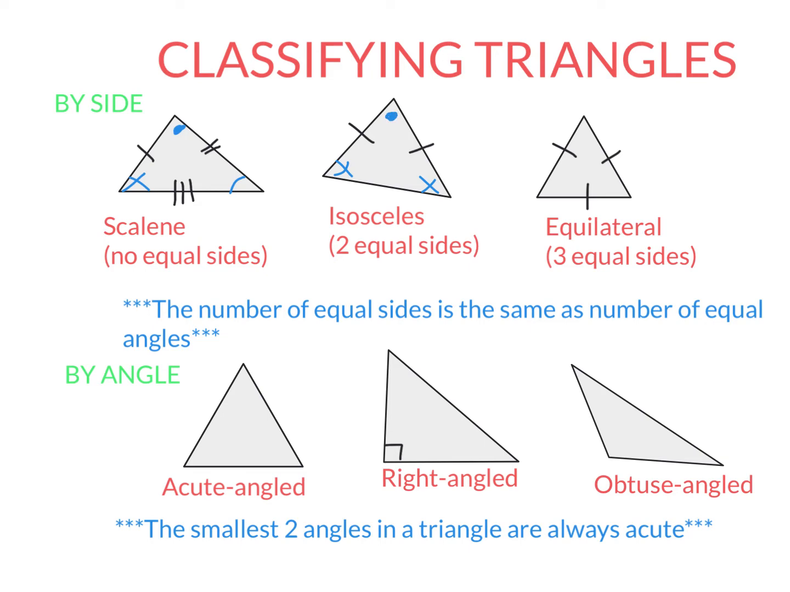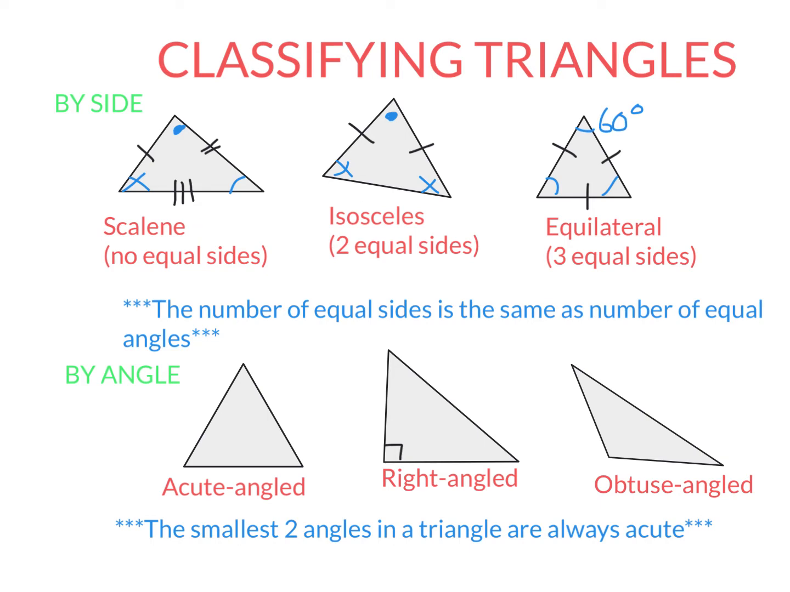So equilateral triangles have three equal sides, so all of their angles are equal. Now, because the angle sum of any triangle is 180, if the three angles are equal, then each of those angles is equal to 60 degrees. So an equilateral triangle has each of its internal angles, its interior angles, equal to 60 degrees. So that's how we classify triangles by side.